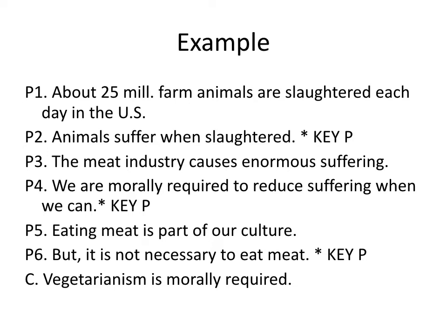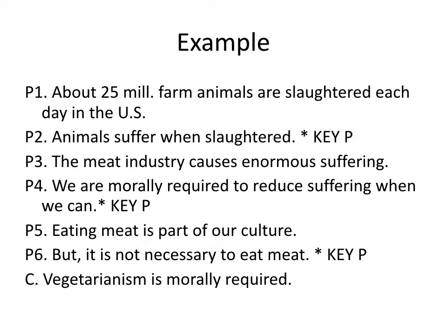Regardless of the number of animals, this premise would still be true, and this is the one that's really important when it's placed together with P4 and P6. So on the slide, I have used the asterisk to label the key premises, and I've written key P. So these three, P2, P4, and P6, are really important to making the argument work, but not P1. So let's see, let's go down. P2 I've said is really important, that animals suffer when slaughtered.